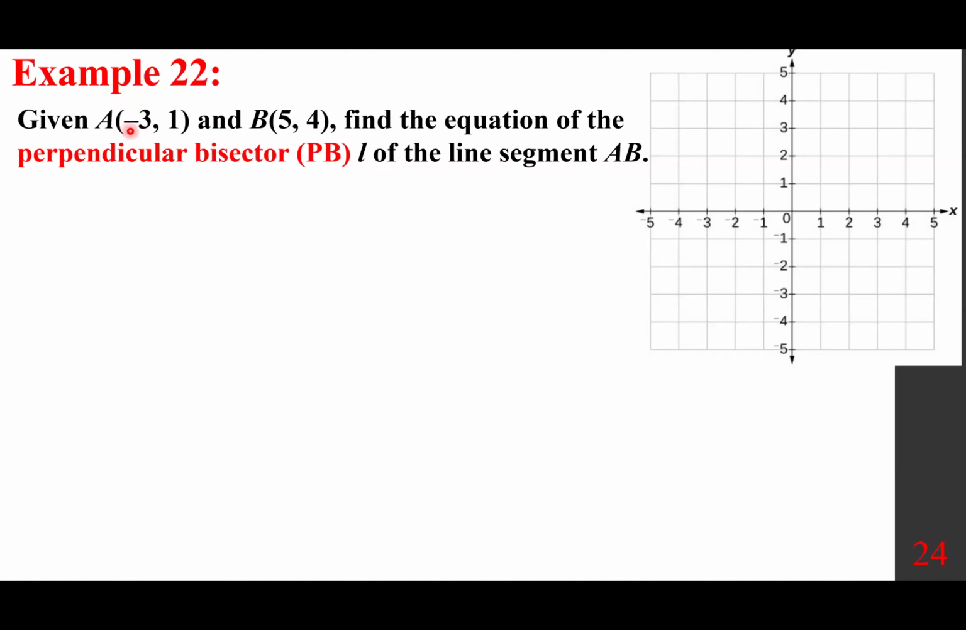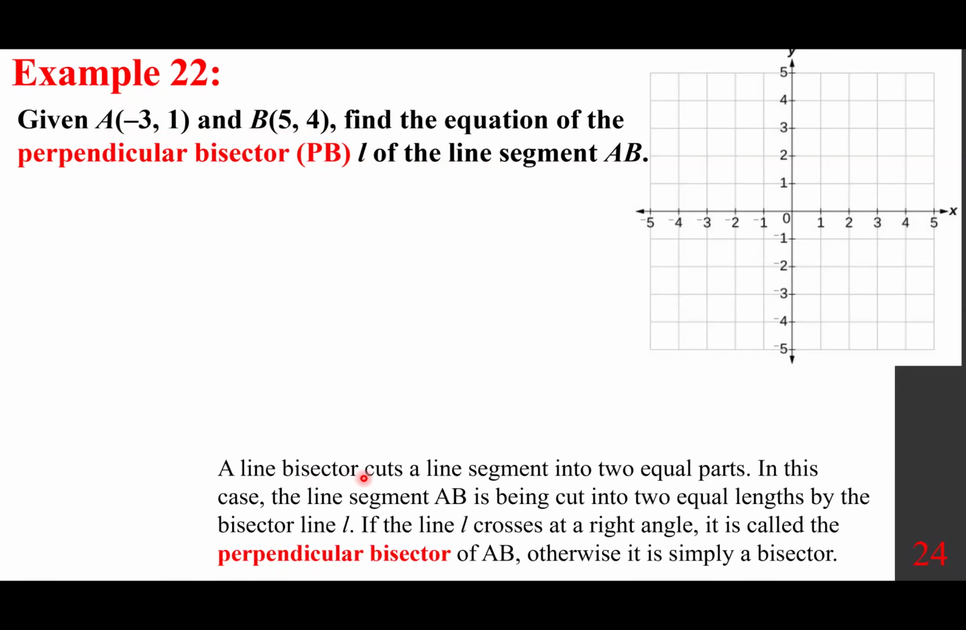Given A having coordinates -3 and 1, and B having coordinates 5 and 4, find the equation of a perpendicular bisector. I'm going to call it PB for short, of the line segment AB. I want to define that for everybody and to see what's going on.